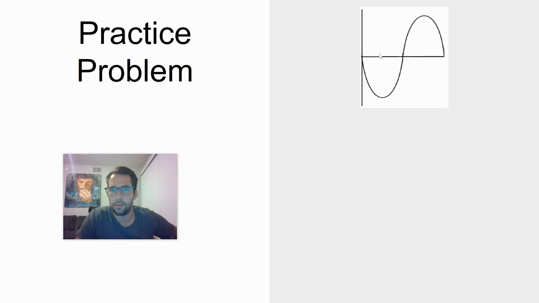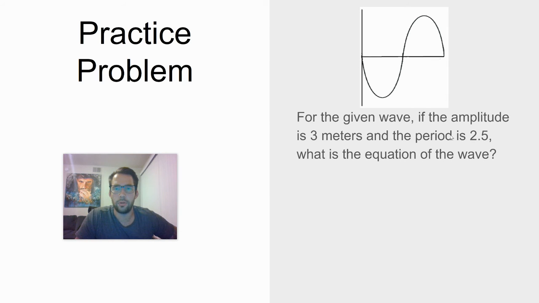We have this waveform. First off, we should be able to tell, is this a positive or negative cosine or sine graph? So if I have an amplitude of 3 meters for this given graph and the period is going to be 2.5 seconds, what is the equation of this wave? All I want to do is take a look. I should know that it's starting from the middle and it's going down, so it's going to be negative sine.